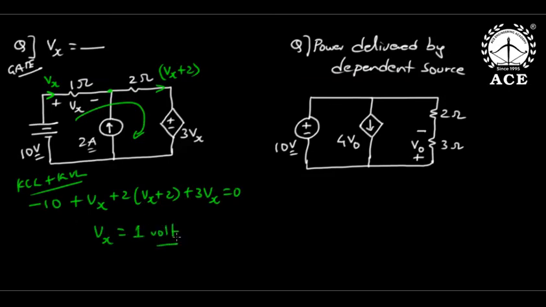See sir, how interesting is this? Okay. So now see the right side problem. Power delivered by the dependent source. Again, to find the power delivered by the dependent source, I need voltage across it and current through it. But what type of dependent source is this? This is a voltage dependent current source.